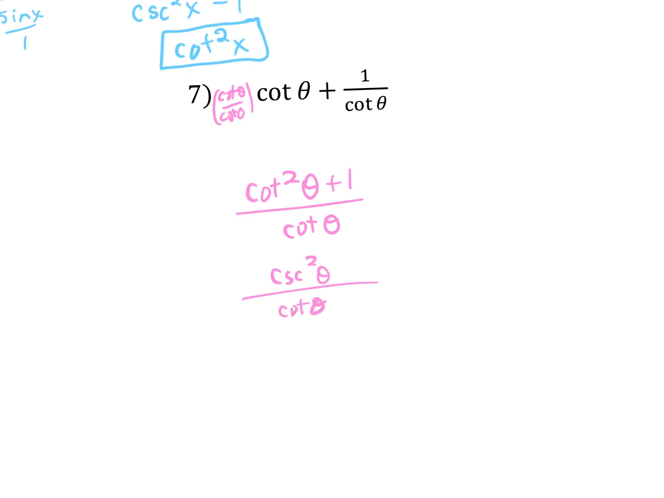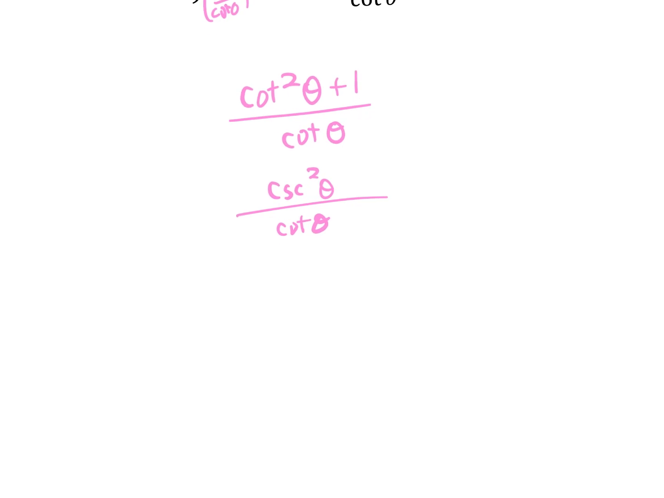I want to rewrite in terms of sines and cosines so we can simplify a little bit here. So this is a little more involved. So the cosecant squared I want to rewrite as 1 over sine squared theta. And then the cotangent, I can rewrite that as cosine theta over sine theta. And now I need to do keep it, change it, flip it.